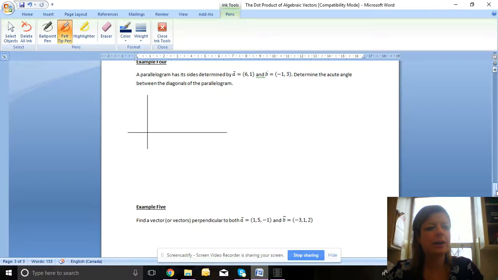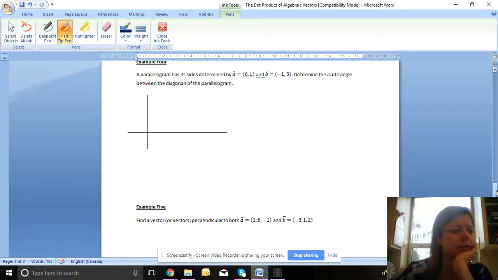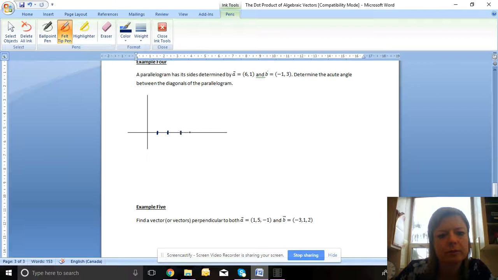Okay, example 4. A parallelogram has its sides determined by A = (6, 1). So say 1, 2, 3, 4, 5. Okay, so (6, 1) then is here. Okay, so you use a ruler unlike me here. So there's A, and it's equal to (6, 1). And then B is (-1, 3).